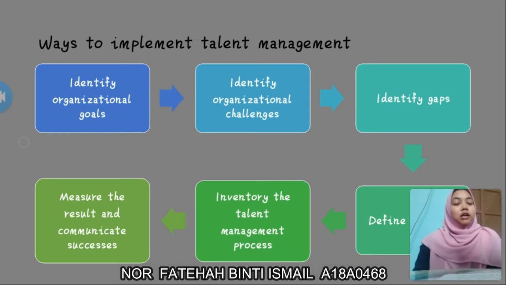Step 4 is define our HR priorities and goals based on the goals that we identified from step 1 until step 3. We must identify HR goals for upcoming years to support the organization to achieve its goals. Step 5 is do an inventory of our current HR talent management process with the team to determine if we need to make any change or add-on to our process to support the goal. And the last step is we have to measure our effectiveness and communicate the result to the organization.